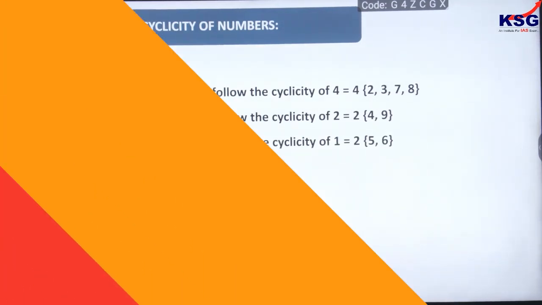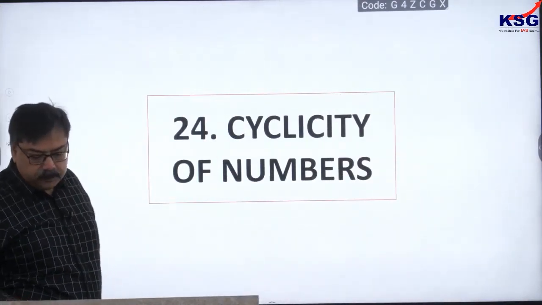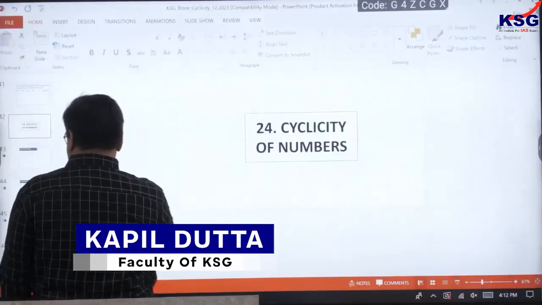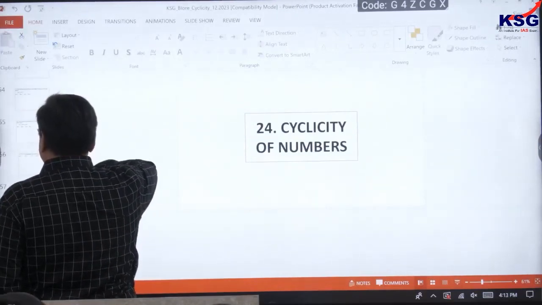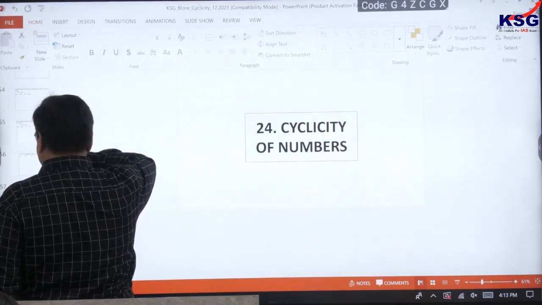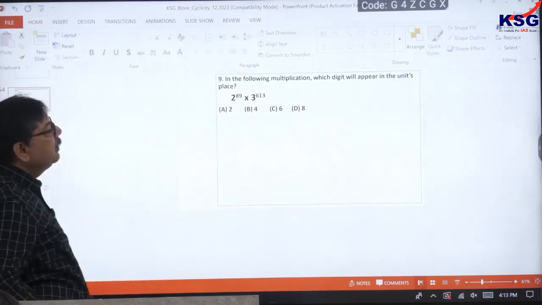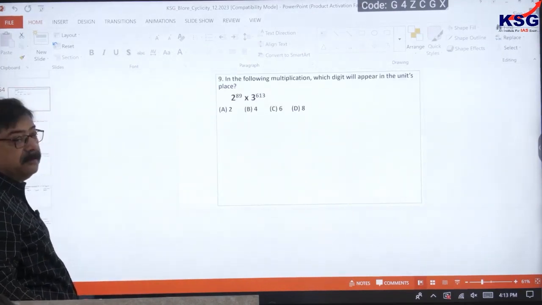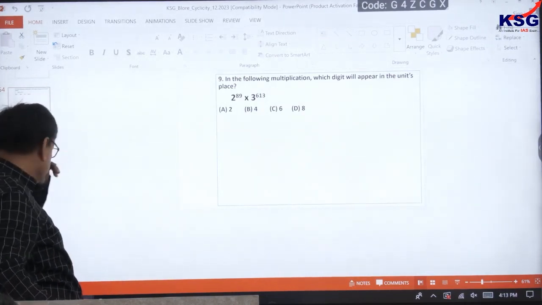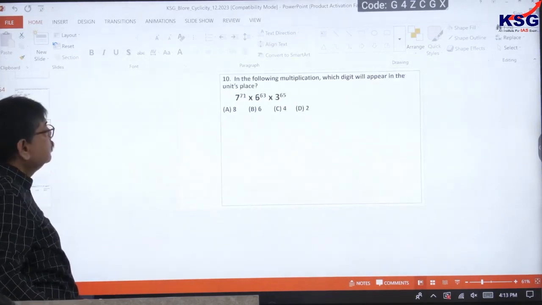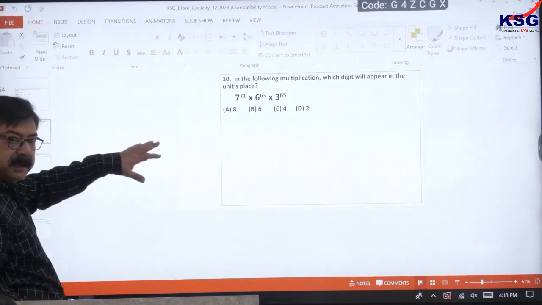All right, let's begin. It's an important topic. We will be solving questions like these. In the following multiplication, which digit will appear in the units place of 2 raised to 89 into 3 raised to 613? But units digit. So we are working towards such kind of questions.